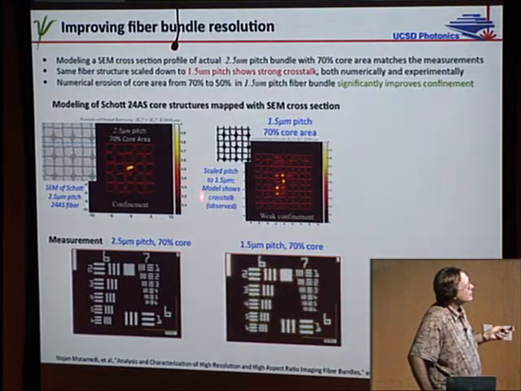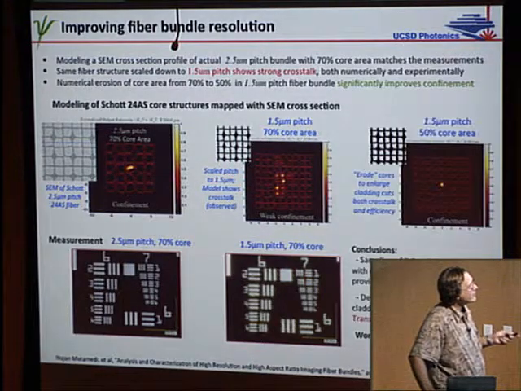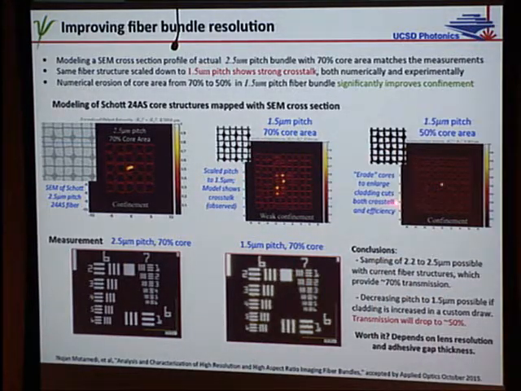And it allows us to do what we wanted to do in the first place, which was basically modify the fiber to improve spatial resolution. What we had to do, we tried various things, was increase the cladding thickness, decrease the core. And what that means is we can achieve confinement at a 1.5 micron pitch, but we must sacrifice transmission, 50% instead of 70%. And you might say, oh, I'll gladly do that.